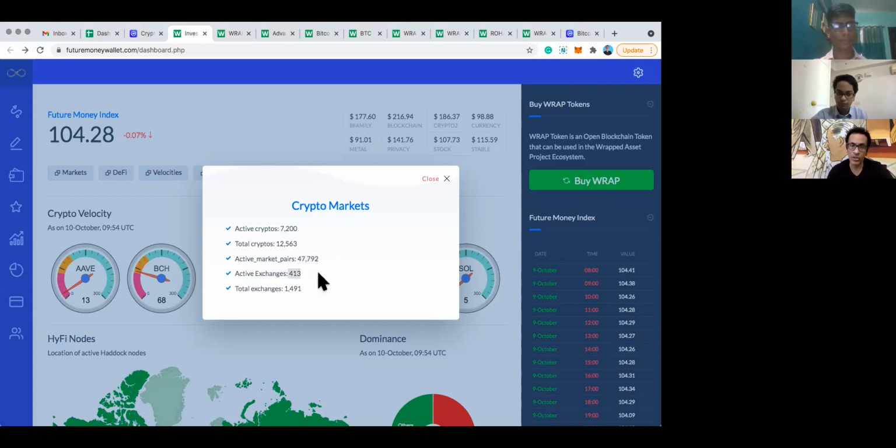Then there are active exchanges. There are 413 of them as of right now, out of a total of 1,491. This would include centralized and decentralized. If you've heard about things like Uniswap, PancakeSwap, we call these decentralized exchanges. You don't have a central entity running them. But when you talk about things like WazirX, CoinDCX, Kuber, Binance, Coinbase, these are all centralized exchanges, and there's one company actually running them. Any questions so far?